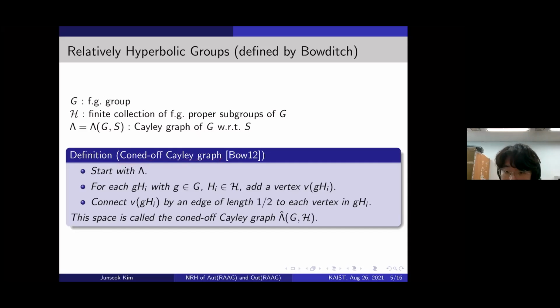Actually, this is not a simplicial graph, but it's just a metric space. Starting with the Cayley graph Lambda, we add each coset as a vertex in the new space. And you make an edge between the coset and an element contained in this coset. The edge obtained this way has length 1/2. This space is called the coned-off Cayley graph. That's the definition of the coned-off Cayley graph.